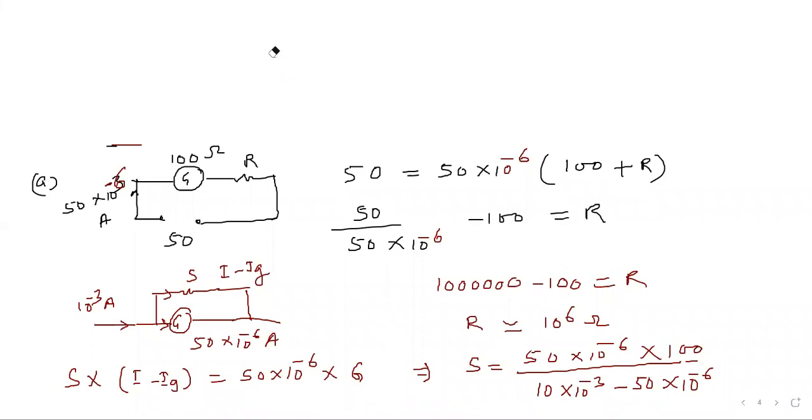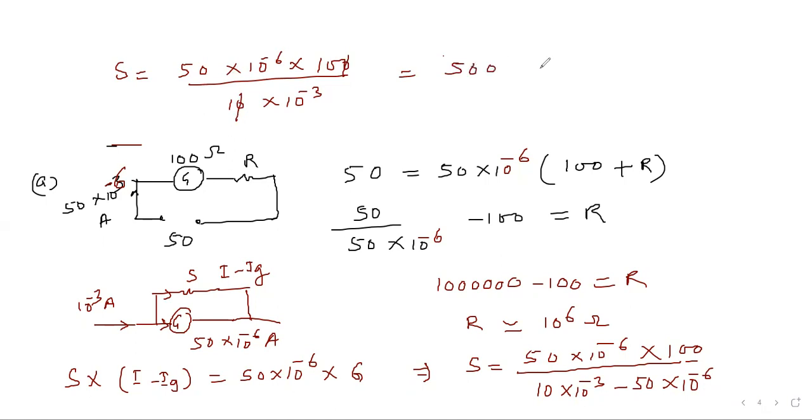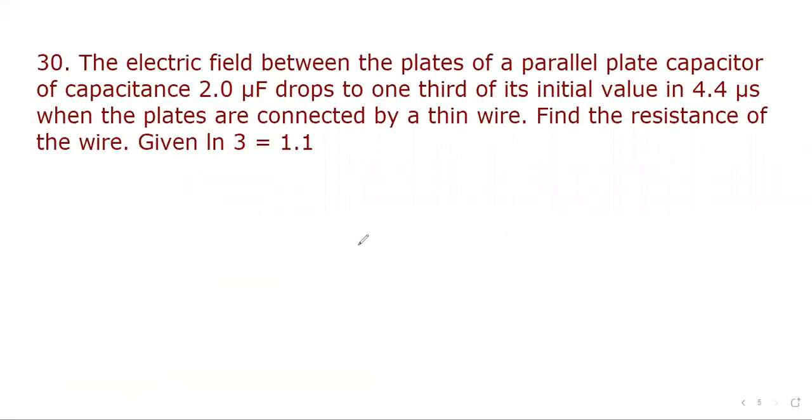So S will be equal to 50 into 10 to the power minus 6 times 100, divided by, in the denominator, 10 into 10 power minus 3. The 10 will cancel out. This will become 500 into 10 to the power minus 3 ohm, or we can write it as 0.5 ohm. So that is our answer. Now let's go to the next question.